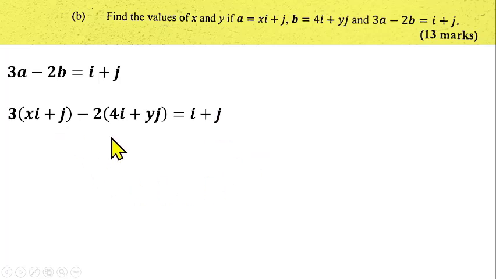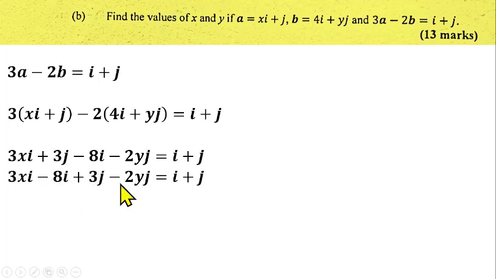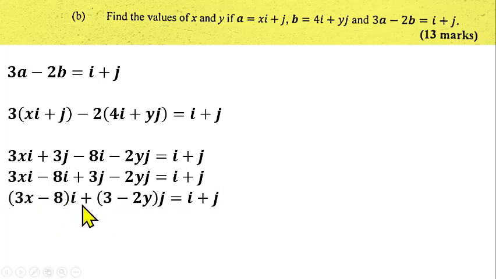Equals i plus j. Then you can open the brackets with the 3 and minus 2. You have 3xi plus 3j minus 8i minus 2yj equals i plus j. We can collect like terms, bringing i to i and j to j. So we have 3xi minus 8i plus 3j minus 2yj. Factorizing i and j, we have 3x minus 8 i, plus 3 minus 2y j, equals this.